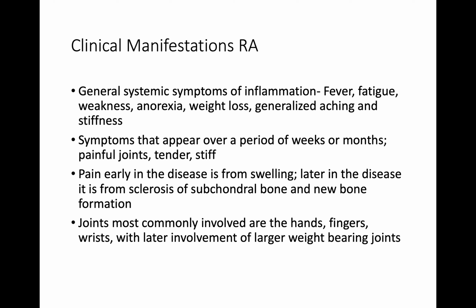Pain early from the disease is from the swelling. Later in the disease, it's from the sclerosis of that subchondral bone and new bone formation, where the joint just goes away. It's bone on bone. Joints most commonly involved are the hands, fingers, wrists, and later involvement of large weight-bearing joints. And that is why this disease is progressive. People may start with it in their hands, and then within 5 to 10 years, they may be in a wheelchair. It's very, very serious stuff.